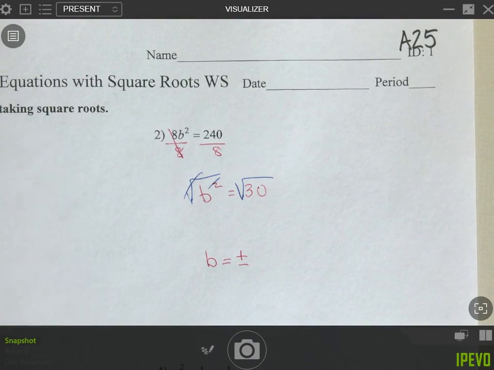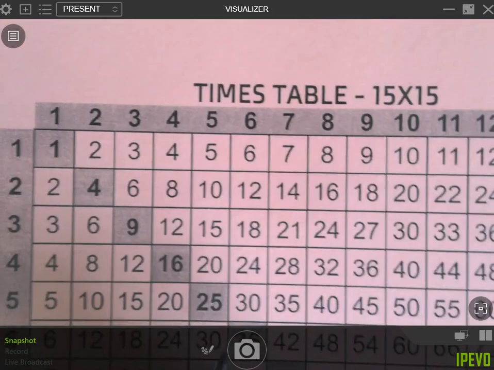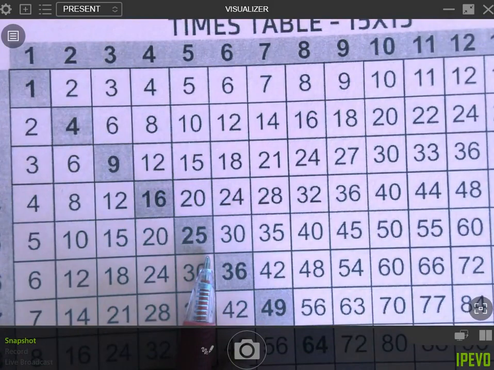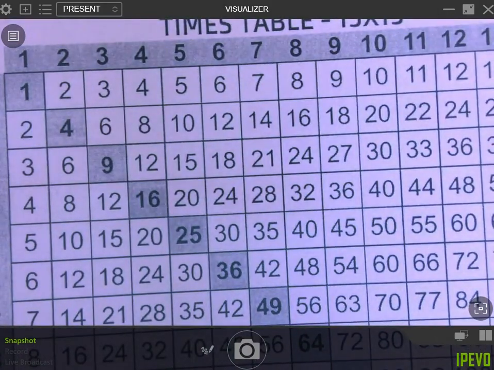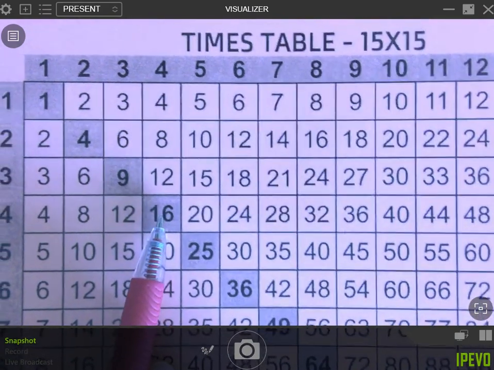I need to break down the square root if I can. So first of all, is 30 a perfect square? No. 30 is not a perfect square because it's not on my list, and I can't think of something times itself. Or if I took it in the calculator, it wouldn't work. Are there any perfect squares that divide into 30?